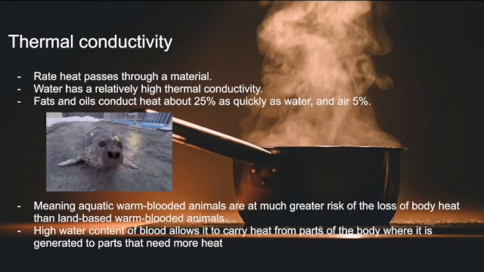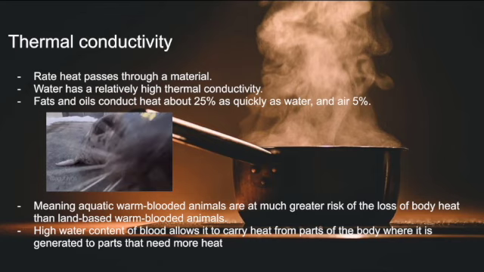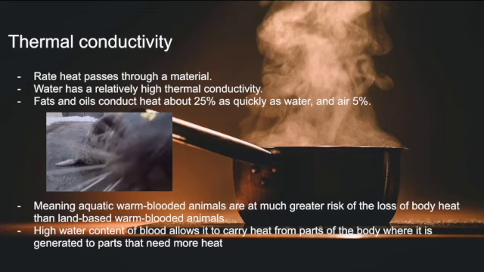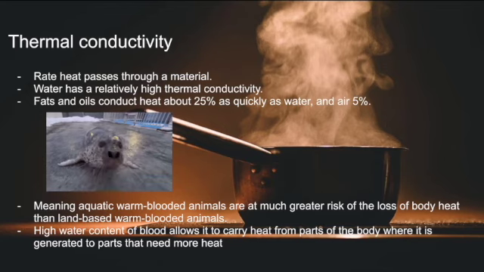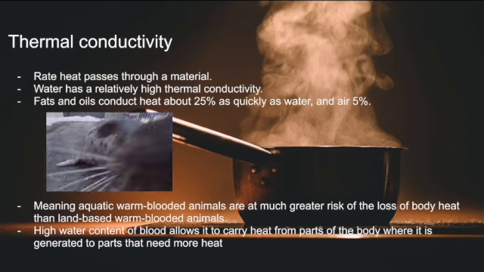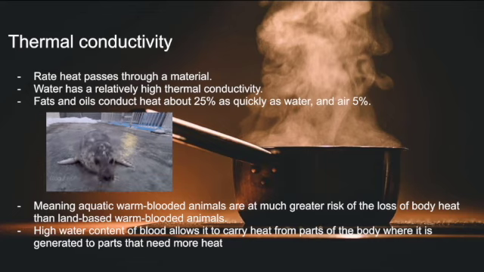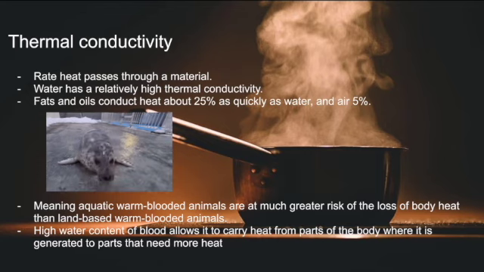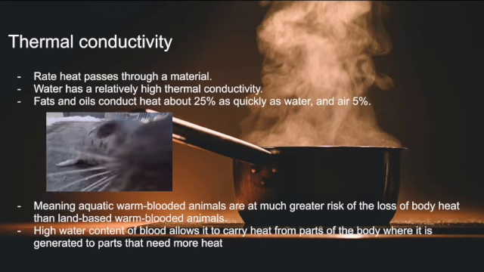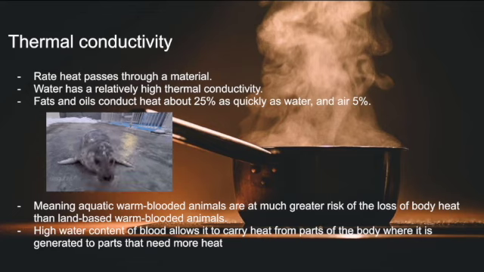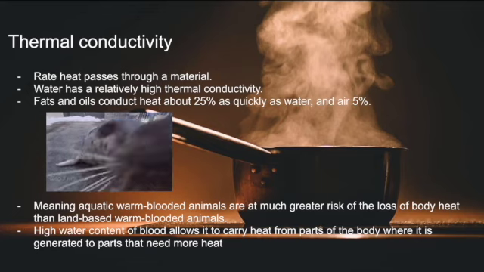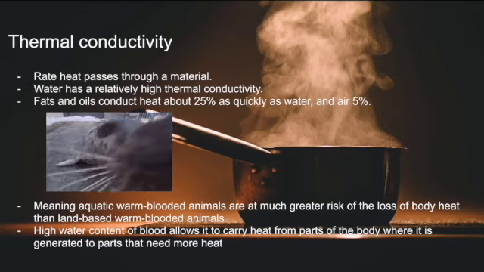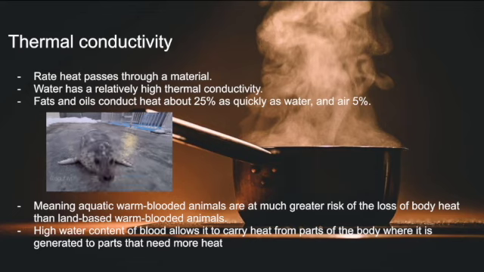Next, thermal conductivity. Basically, it's the rate heat passes through a material. So water has a relatively high thermal conductivity. Fats and oils conduct about 25% as quickly as water, and air around 5% of that. So aquatic warm-blooded animals are at much greater risk of the loss of body heat than land-based warm animals because water will be able to conduct their body heat much more than, for example, us humans.